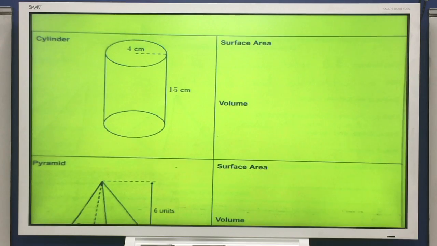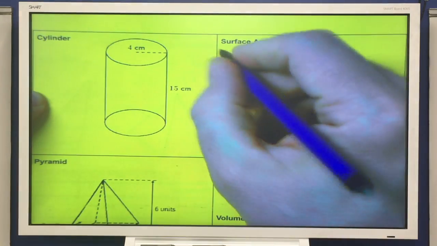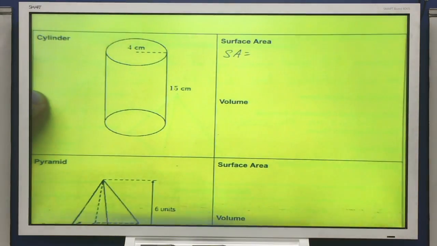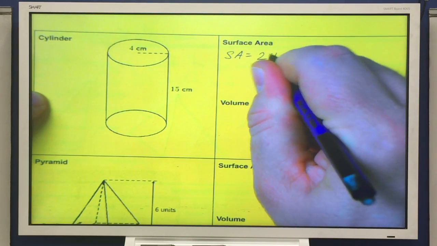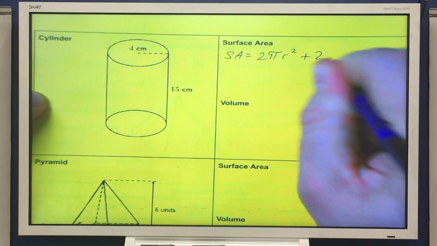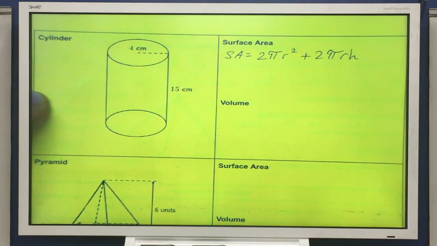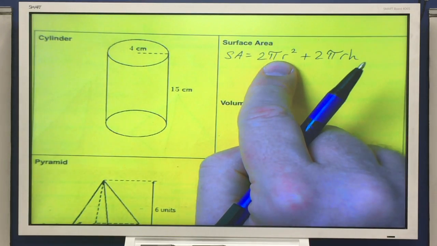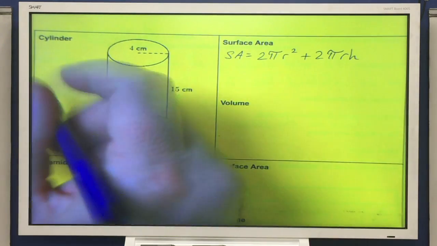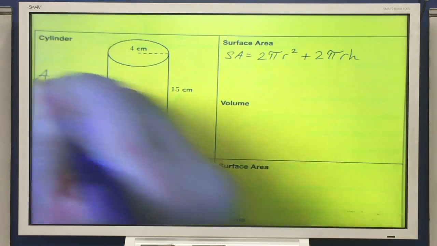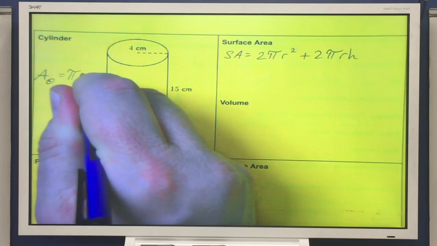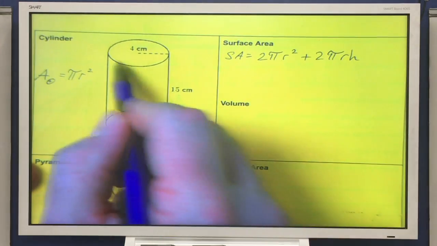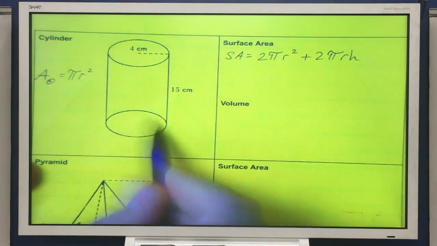Now, cylinder. Turns out the surface area is a nice little formula, and it is 2 pi r squared plus 2 pi r h. What this means is this is two areas of a circle. The area of a circle is pi r squared. So I'm getting two areas of circles. Well, sure enough, there's this circle on the top and this circle on the bottom. That makes sense.